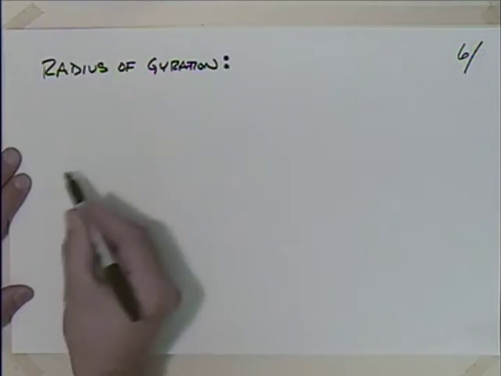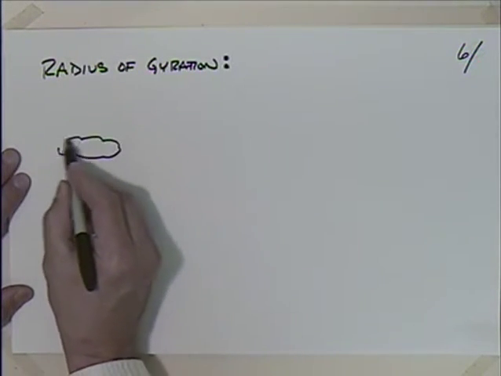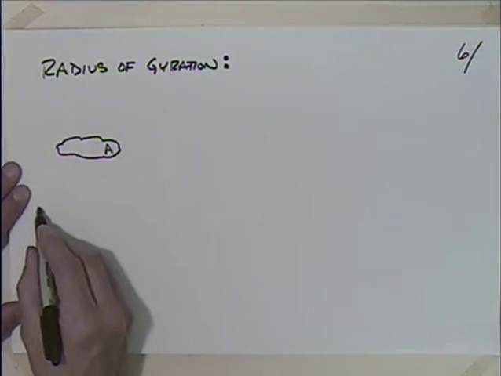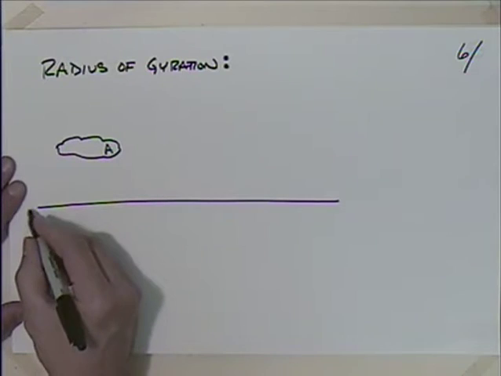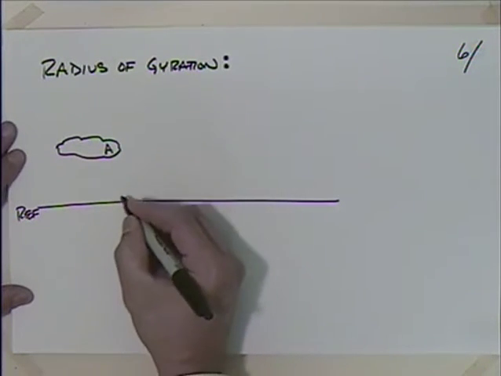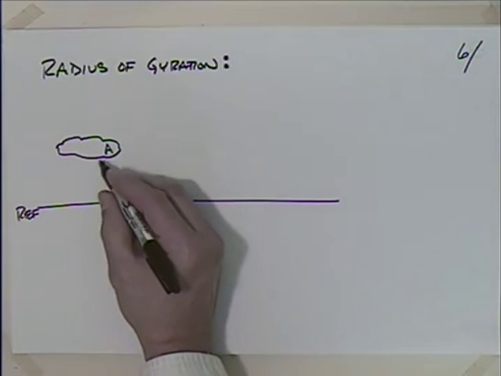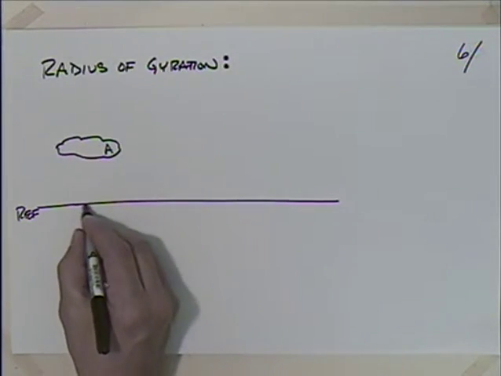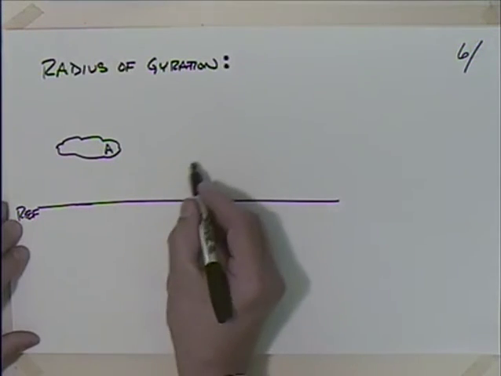Radius of gyration. Imagine that you have some body here that has some area, and we have some reference. If we wanted to talk about the area moment of inertia about this reference here, we could talk about the radius of gyration.